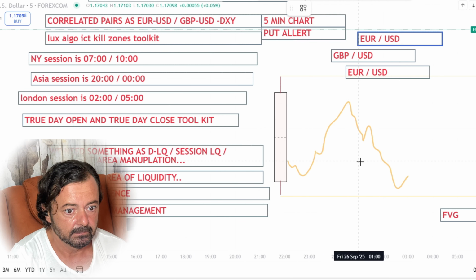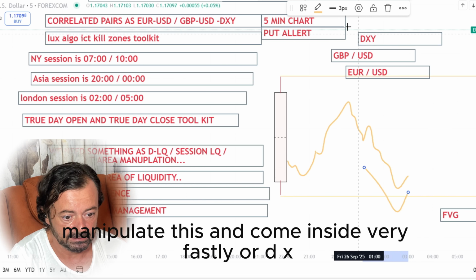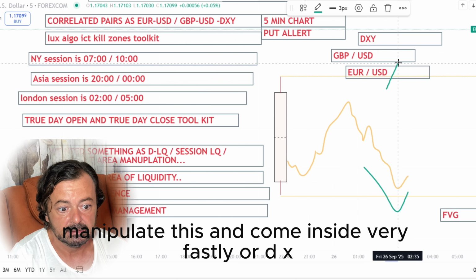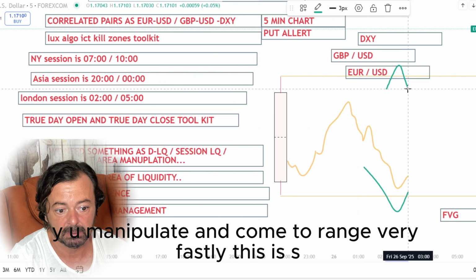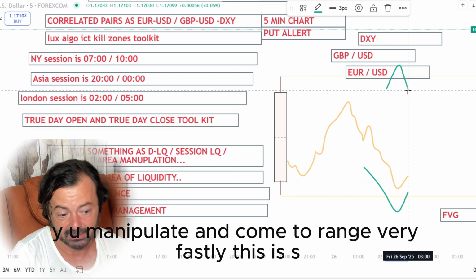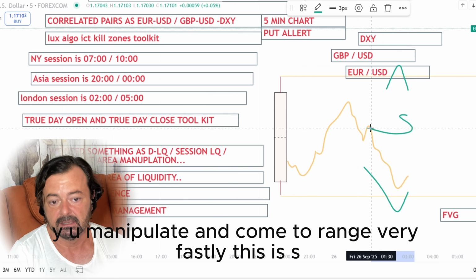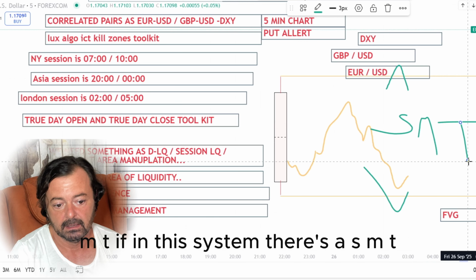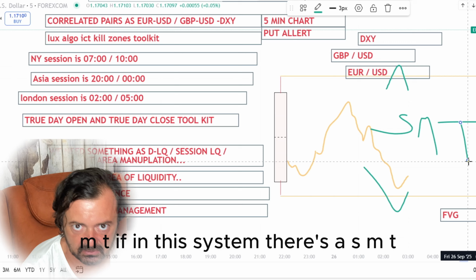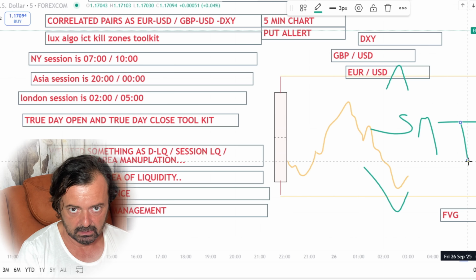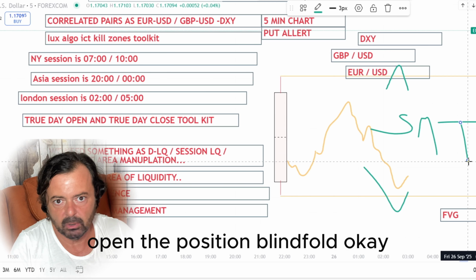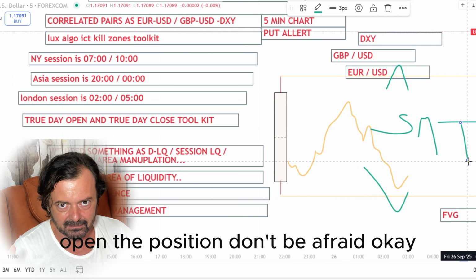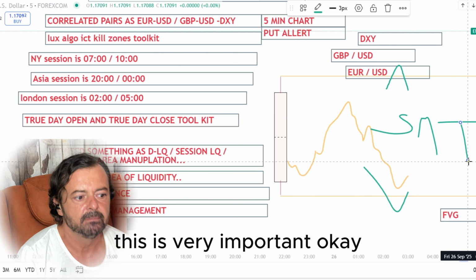If the price comes here but doesn't manipulate it, but GBP manipulates this and comes inside very fast, or DXY manipulates and comes to the range very fast, this is SMT. If in this system there's an SMT, open the position blindfold. Okay, open the position. Don't be afraid. Okay, this is very important.